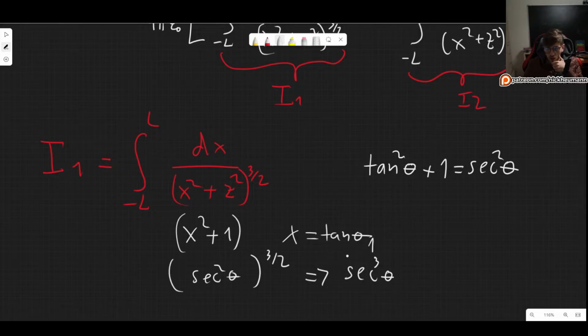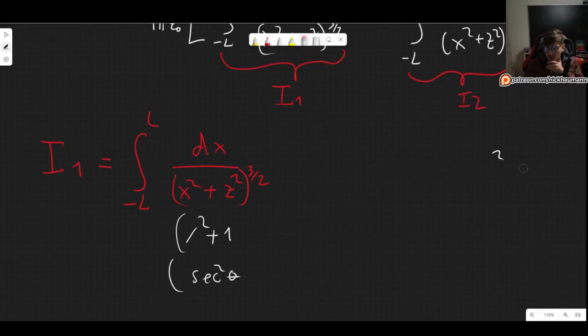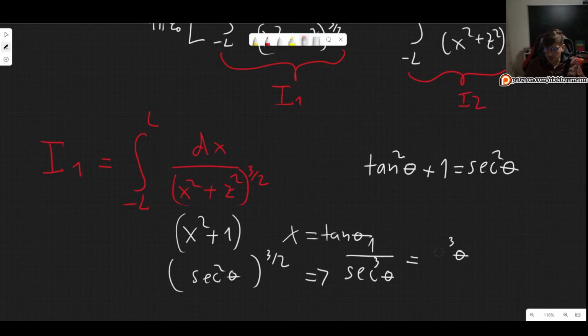So you had 1 over secant cubed, and you know that secant is 1 over cosine. So 1 over secant cubed is cosine cubed of theta. Suddenly you went from this nasty thing to the cosine. And it turns out that we still have to factor in the dx, which will also help us. So that is just the idea here, okay? I will show you how to do it.